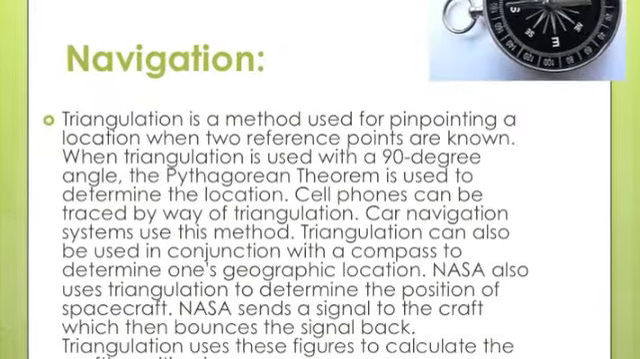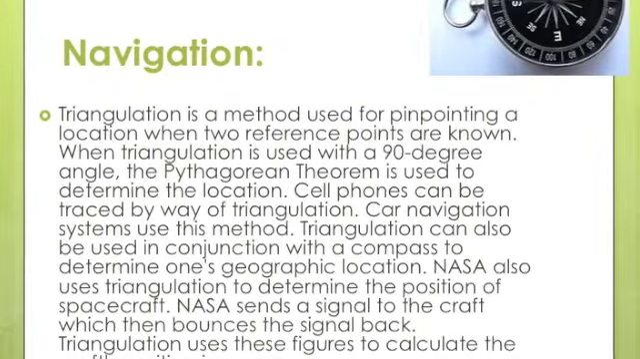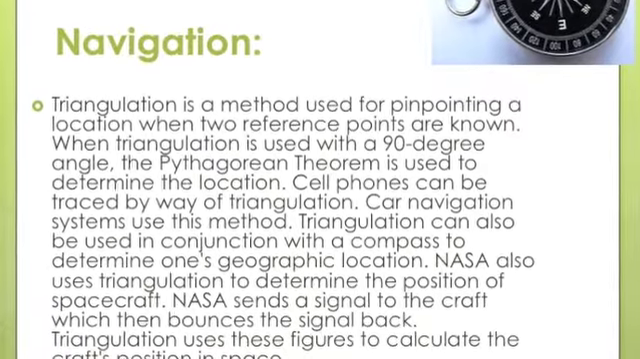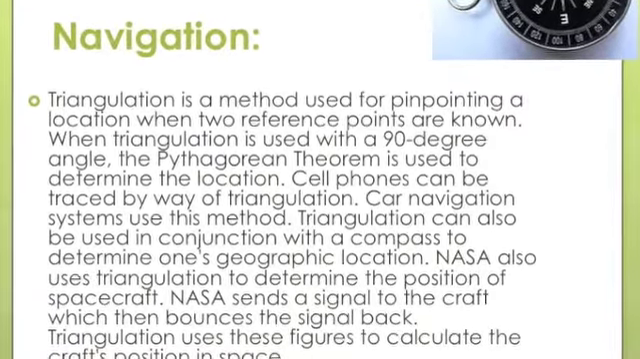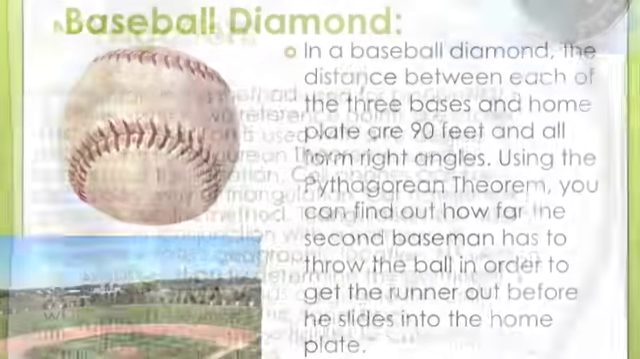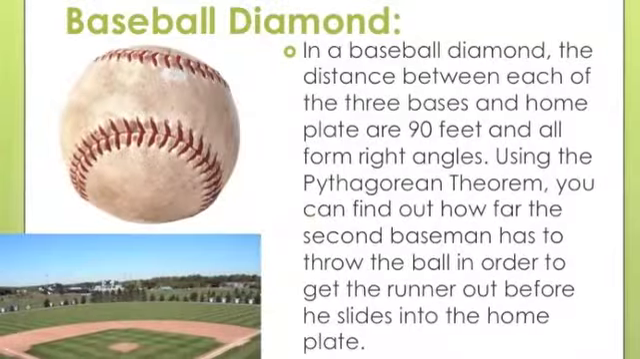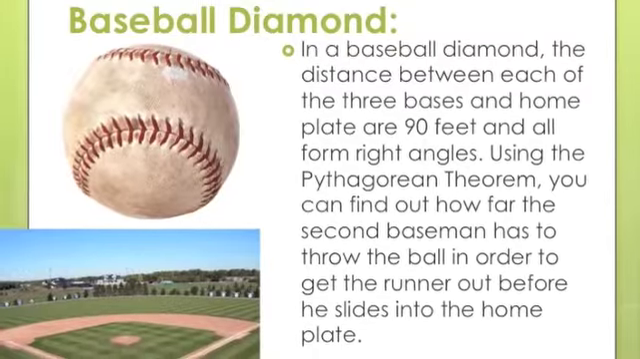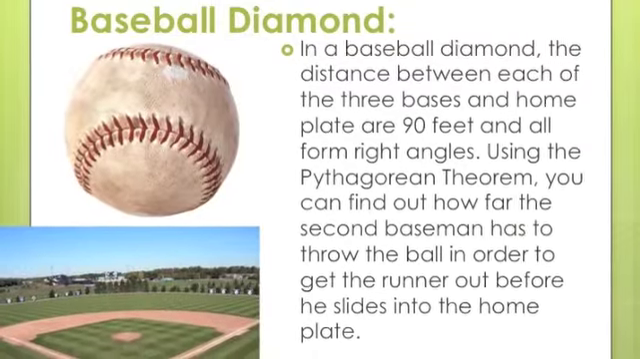The Pythagorean theorem is also used in something called triangulation. It is a method for pinpointing a specific location when you know two reference points. This next example is actually one that we will be doing together later in class. It has to do with finding the distance between the bases in a baseball diamond.